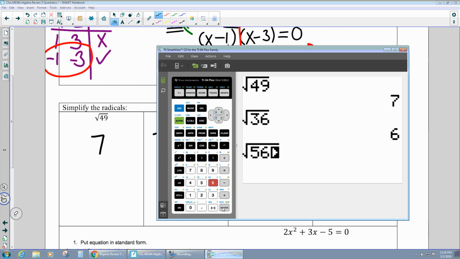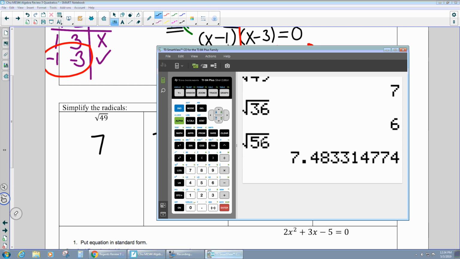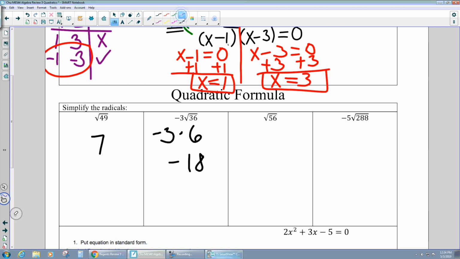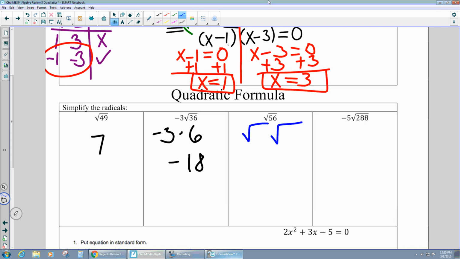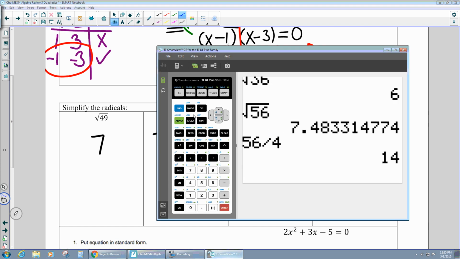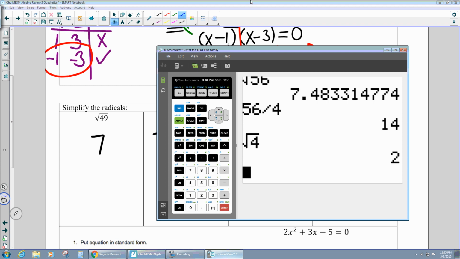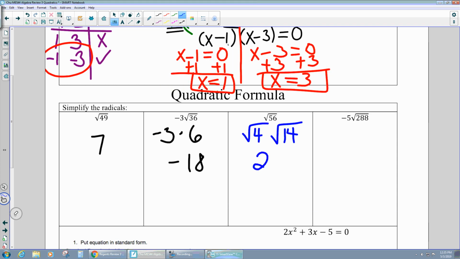The square root of 56. So you'll notice when you try to take the square root of 56 in your calculator, you get a decimal. We don't want that, so what you want to do is break it up into two numbers, one of which is a perfect square. So I know 56 can be divided by 4, and I get 14. So 56, I'm breaking it down into 4 and 14. I can take the square root of 4. The square root of 4 is going to be 2. So this is really just 2 times the square root of 14. You cannot break down the square root of 14 anymore, so that just stays like that.